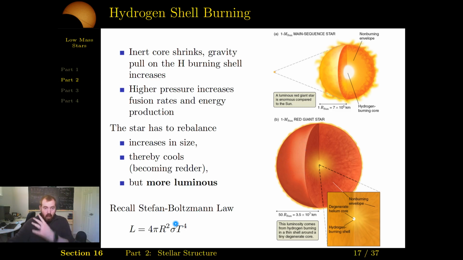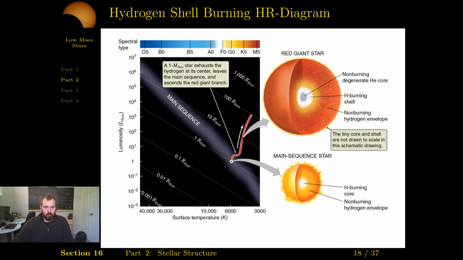If you want to help remember this, think about the Stefan-Boltzmann law, where the luminosity is related to the size of the star and the temperature. And because that size is increasing, the luminosity keeps growing. So the star that was once on the main sequence ran out of hydrogen and it leaves the main sequence. The main sequence star turns into a red giant star.